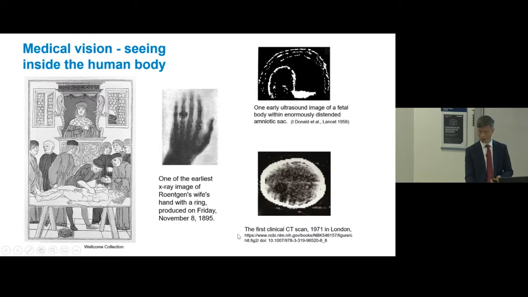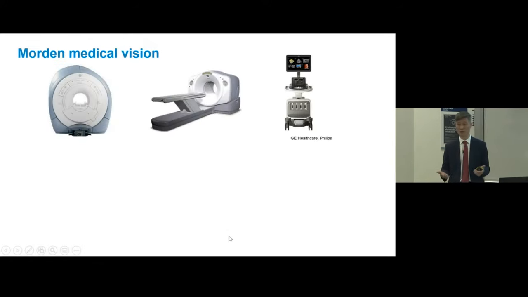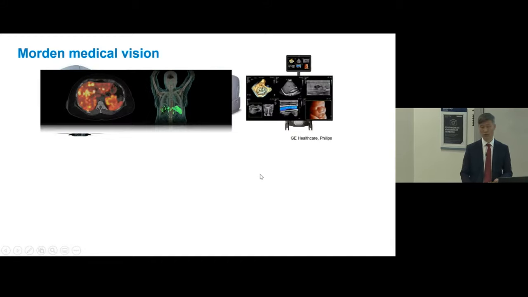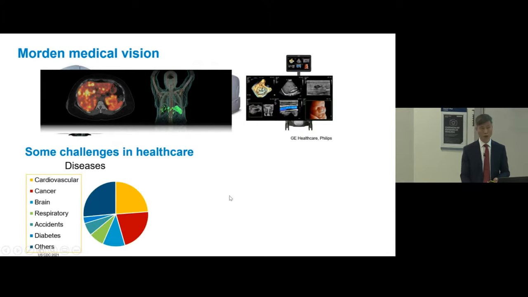This wonderful technology has become a lot more sophisticated in the past decades, and you can see MRI, PET CT, ultrasound, and lots of other technologies. They produce really remarkable images of intricate details inside the human body, the anatomy, the function. But we still have lots of challenges despite all the advances. Cardiovascular disease, cancer, and neurological disease are still the leading causes of premature death in the world.